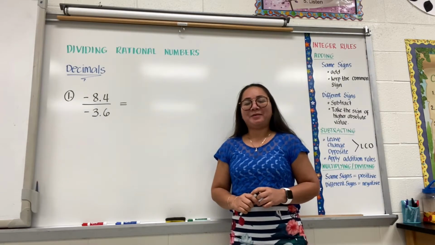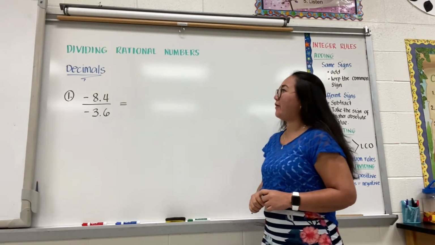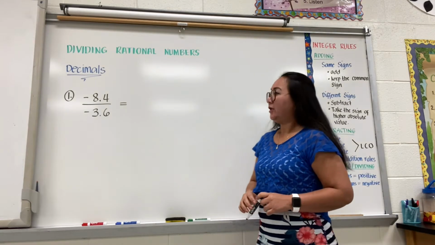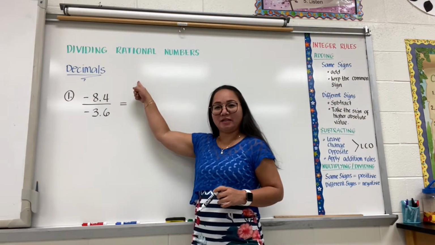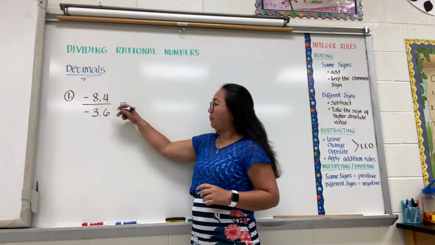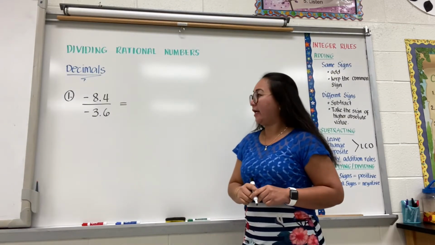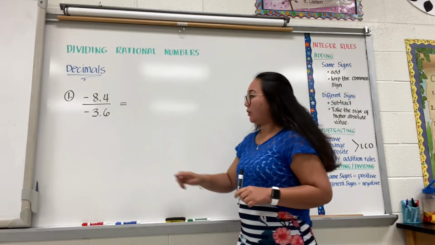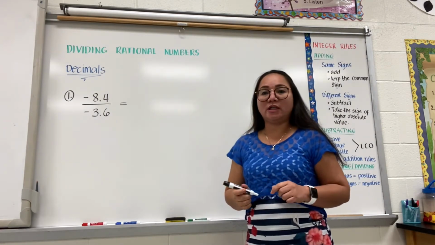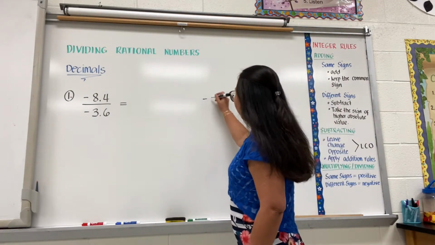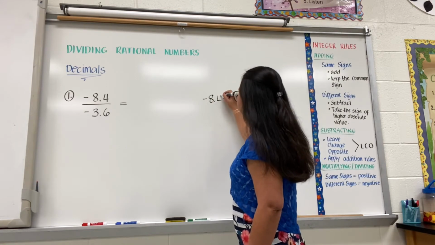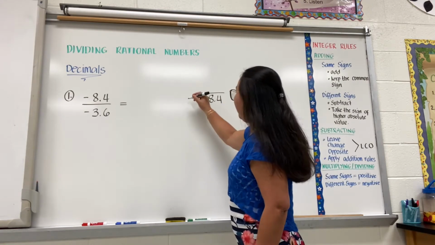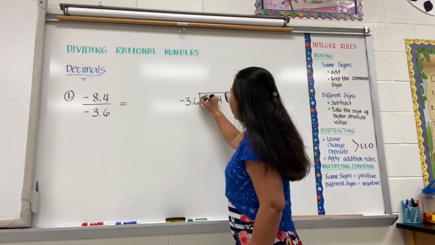Hey guys, our lesson today is dividing rational numbers. So let's do decimals first. We have here an example: negative 8 and 4/10 divided by negative 3 and 6/10. In this case, we will use long division. So it is negative 8 and 4/10 divided by negative 3 and 6/10.